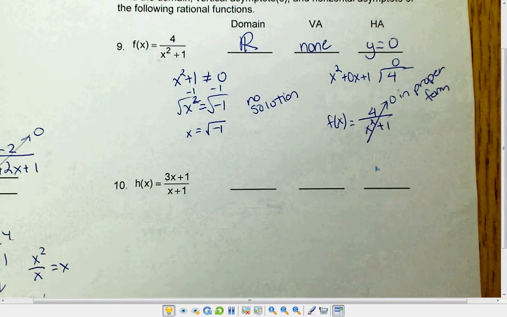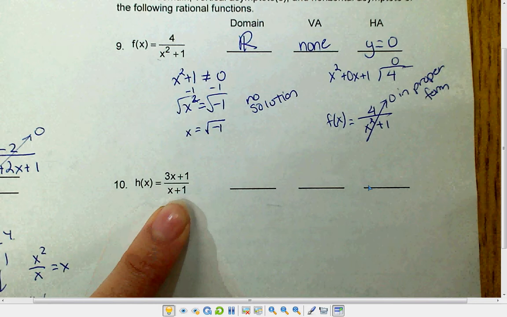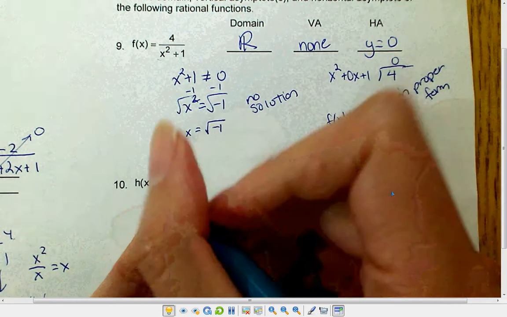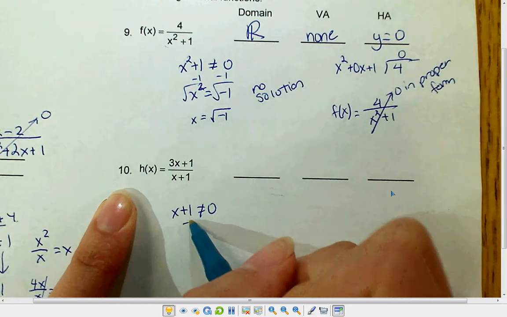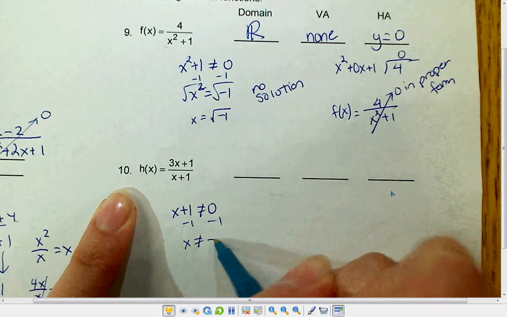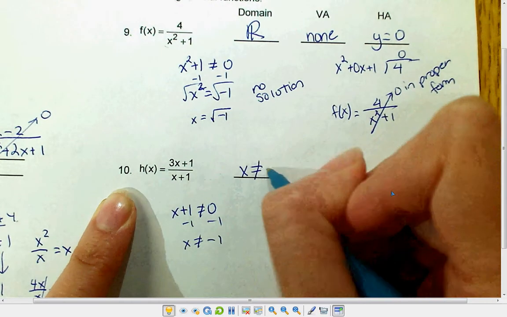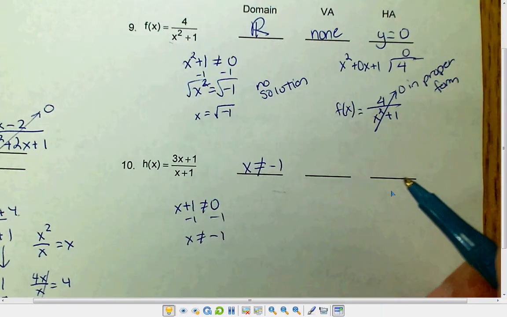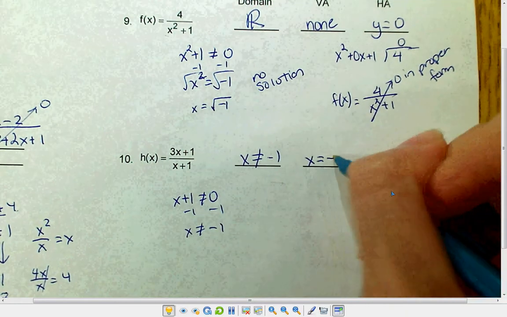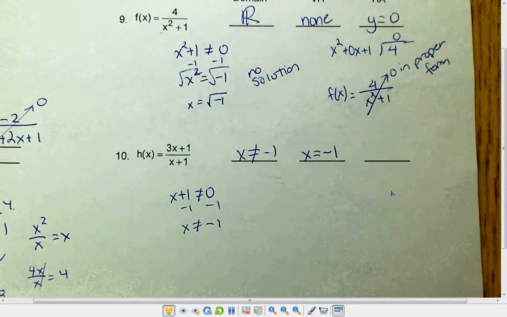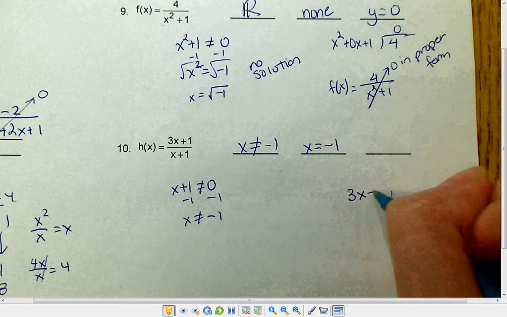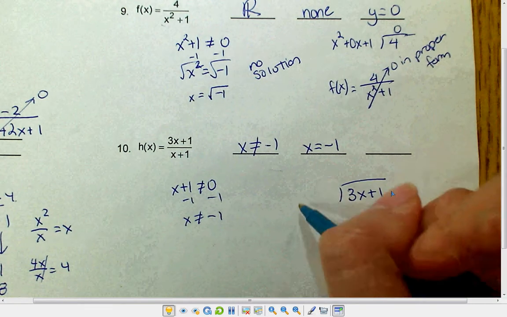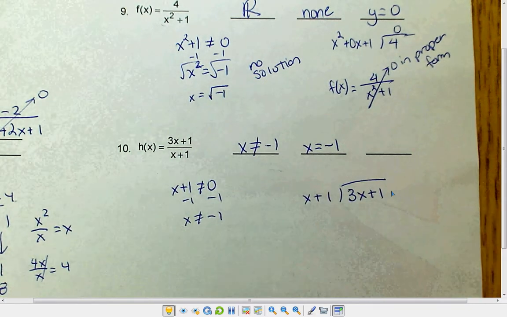Okay, let's look at number 10 now. Again, denominator cannot be equal to 0 for my domain. So x plus 1 cannot equal 0. Solve for x. X cannot equal -1. That's my domain. If I know my domain, I know my vertical asymptote. X equals -1. And now for my horizontal asymptote, that's what we just did today, we're going to be dividing 3x plus 1 divided by x plus 1.